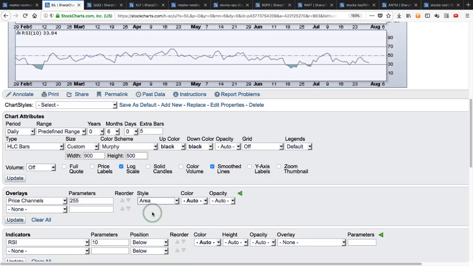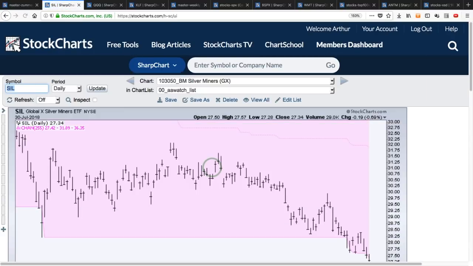So I'm going to click area for the style. For the color, I'll make it pink. And I'll set the opacity at 0.3. So I'll click update, and that will give me a new chart. I'm going to go ahead and save that so it stays the way I like it.